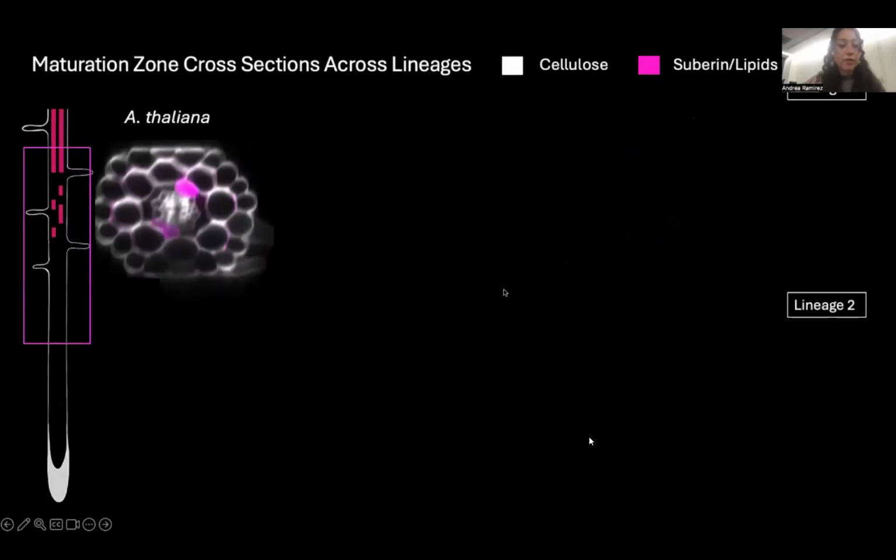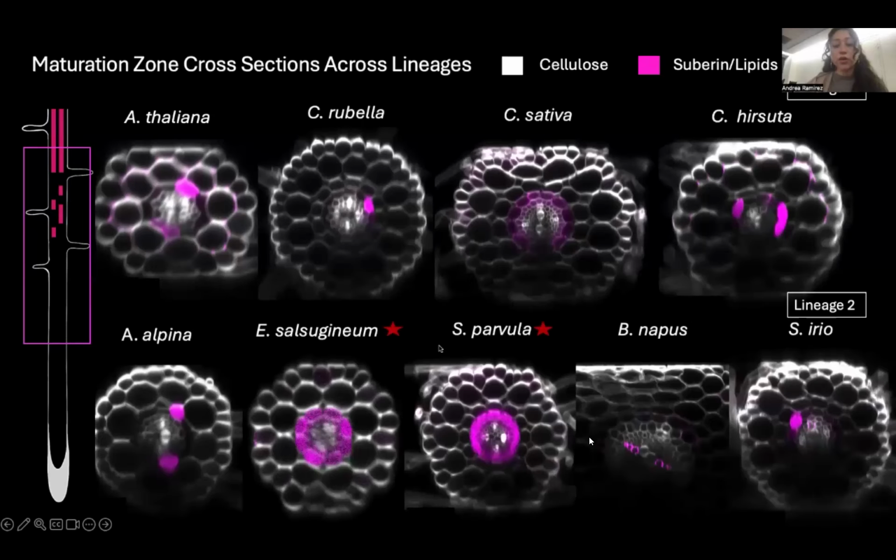But like I said, for my project, I aim to look at multiple Brassicaceae species that have different salt-tolerant, stress-tolerant capabilities. So here I am showing a cross-section of an Arabidopsis root stained with dyes that target the cellulose in the cell walls and suberin. So here are two suberized cells shown, and again, the cell walls in this white color.